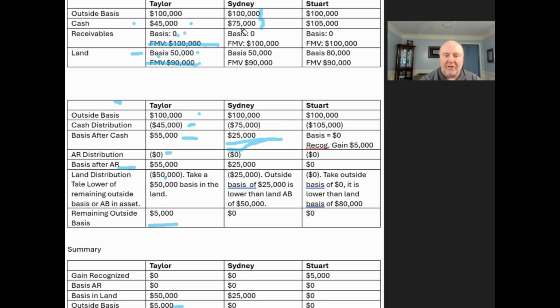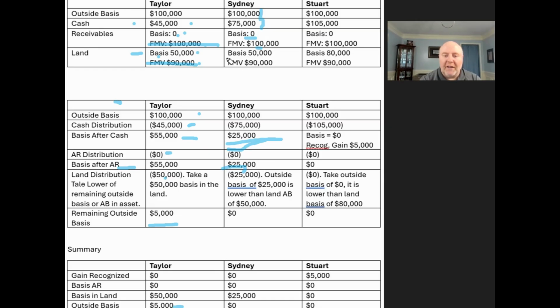$25,000 remaining. So 100,000 minus the cash gives us our outside basis of $25,000 remaining. Now, we still have, and we use the same examples for receivables all the way across. Basis of 0, fair market value of 100,000. We take our basis of 0, okay? So that doesn't reduce our basis. What's going to happen is Sydney's now going to have a basis in the accounts receivable of 0. When she collects the receivables, she's going to have her gain. That's when it's going to be recognized. It just deferred it for us. But right now, it's not doing anything to our outside basis in the partnership interest. So we're still at 25,000.